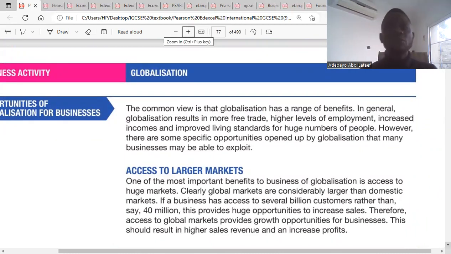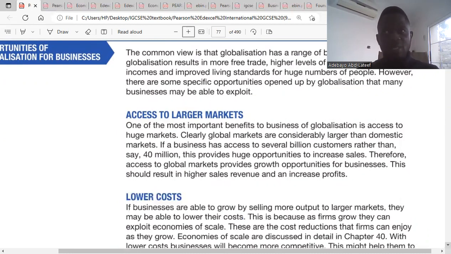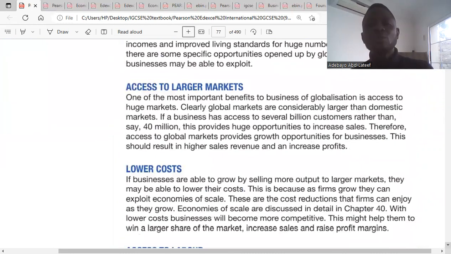So what are the advantages of globalization to businesses? Number one, are you there, please? Yeah. Access to larger markets. So this provides good opportunities for businesses as they will have higher sales revenue and increased profits. With globalization, businesses will have access to large numbers of customers.